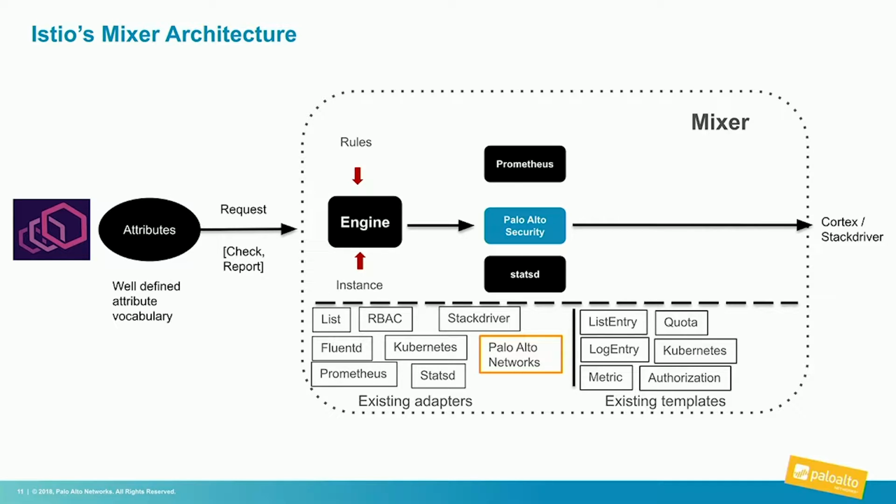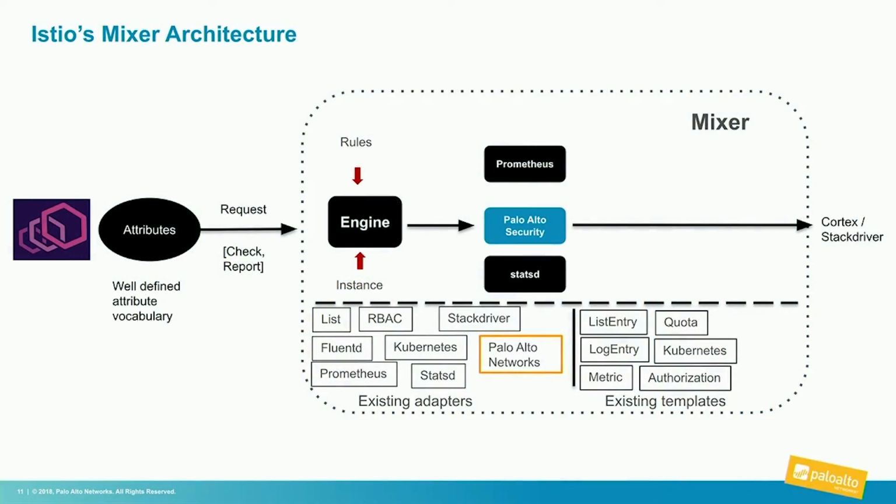Essentially, Mixer is a rules engine, and at a very high level, at the risk of simplifying it too much, it's comprised of three different components. You have a set of rules that defines exactly what actions Mixer needs to take in order to facilitate integration with adapters that are supported. An instance says, what is the information that I need to send when a rule is matched? And then it's also comprised of these adapters.